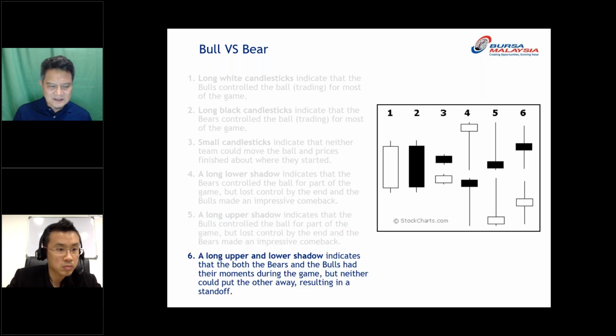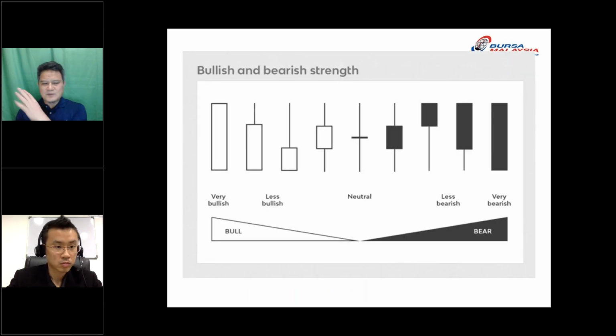And the next one is a long upper and lower shadow, which indicates that both bear and bull have their moment in the game, but neither could push the other away, resulting in some sort of standoff. You see, it means that they are both very strong against each other.